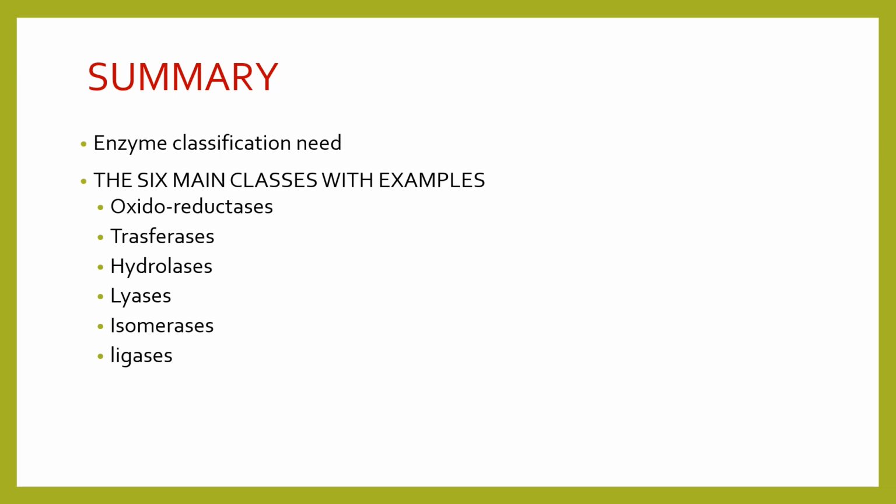Let us summarize what we have studied. We have seen the need for classification of enzymes because many enzymes are being purified. Definitely there is a need for systematic classification of enzymes. The 6 main classes with examples we have studied: the oxido-reductases, transferases, hydrolases, lyases, isomerases and ligases. Thank you.